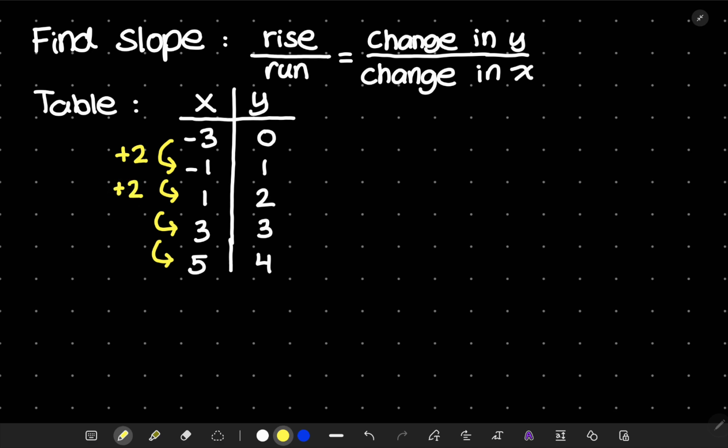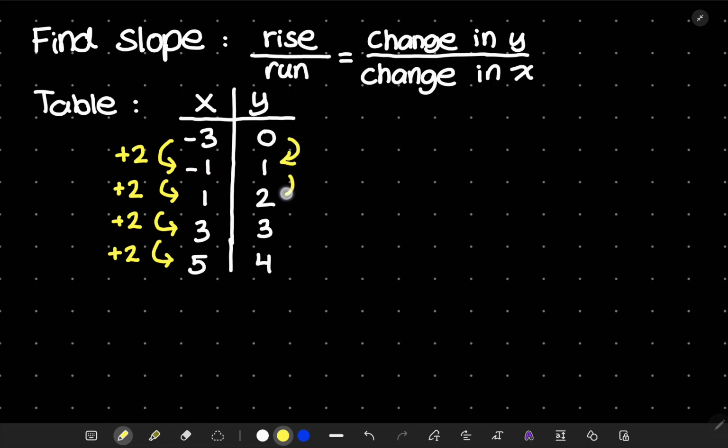How do I go from 1 to 3? That's also adding by 2. Well, 3 to 5, also adding by 2. Well, that's the change in x. X each time, if I go down, is changing by 2 each time.